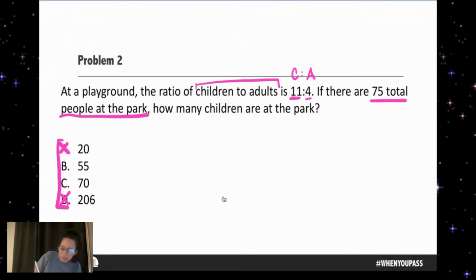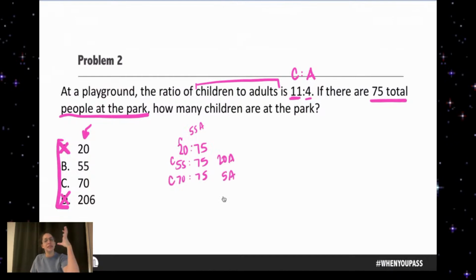So if I set up a ratio 20 to 75, 55 to 75, or 70 to 75, and these are all children, how many adults are there? Well, 75 minus 20 is 55. So this is 20 children, 55 adults. This is 55 children, 20 adults. This is 70 children and 5 adults.